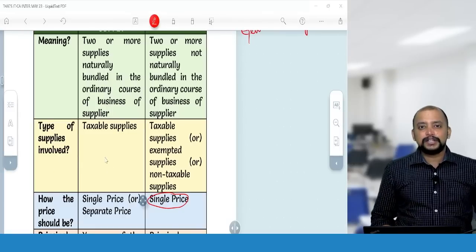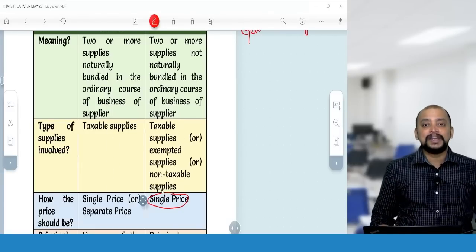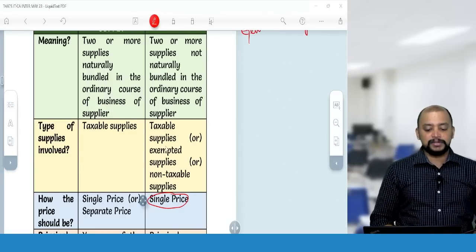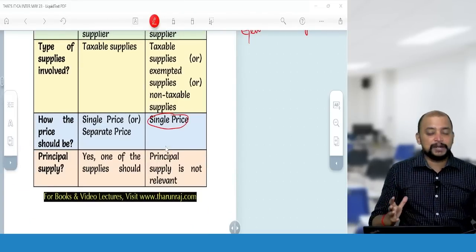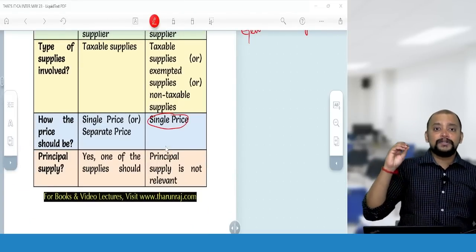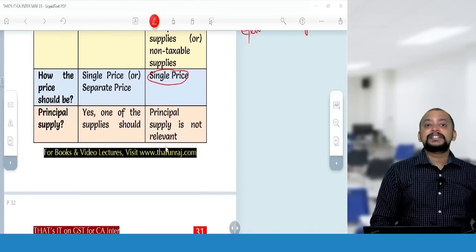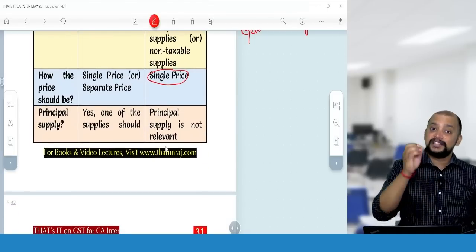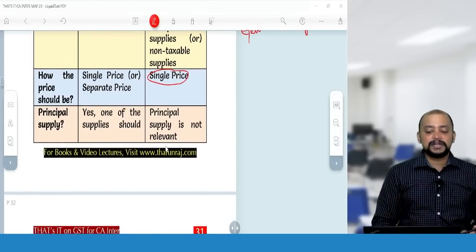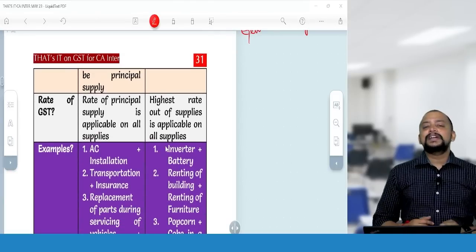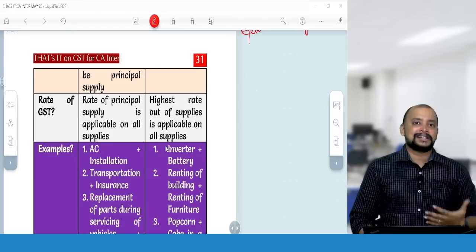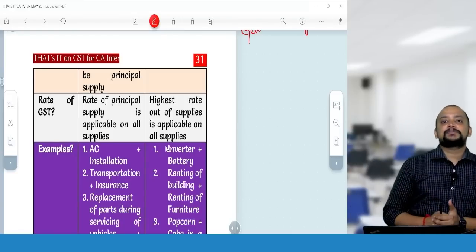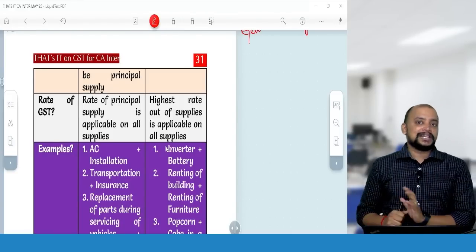Types of supplies: in case of composite supply, it is always taxable. Here, it is a combination of taxable, exempted, and non-taxable. And how the price should be: in case of composite supply, the price can be single price or separate price, but in case of mixed supply, there should always be single price. And principal supply, in case of composite supply, principal supply is a must, but in case of mixed supply, principal supply is not relevant. And what will be the rate of GST? If it is a composite supply, we take the rate of principal supply and apply it on the entire transaction, whereas in case of mixed supply, we take the highest rate and apply it on the entire transaction.